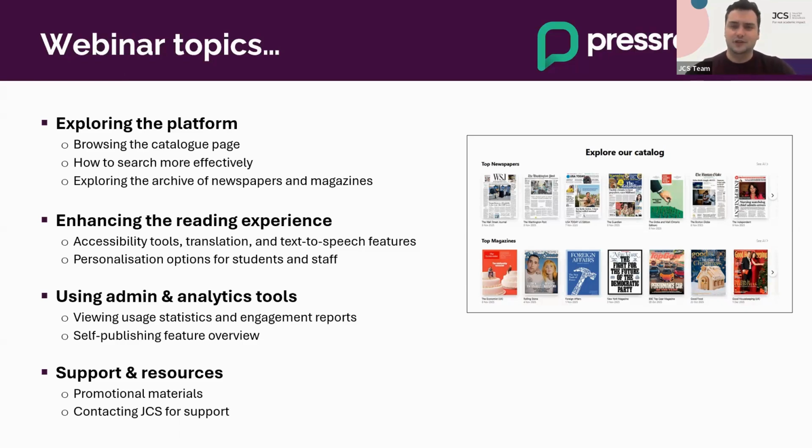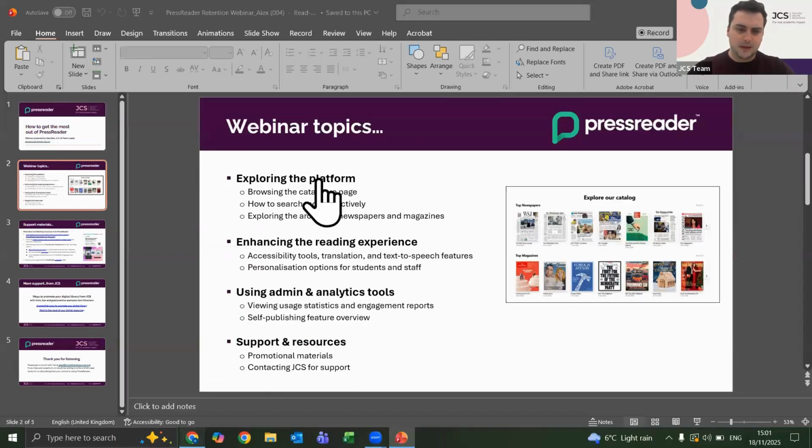And then at the end, I'll show you some of those promotional materials that I mentioned at the start and how you can get access to those, as well as information on contacting JCS if you need any support with your PressReader subscription. So to get started now, I'm going to switch over to the PressReader page.